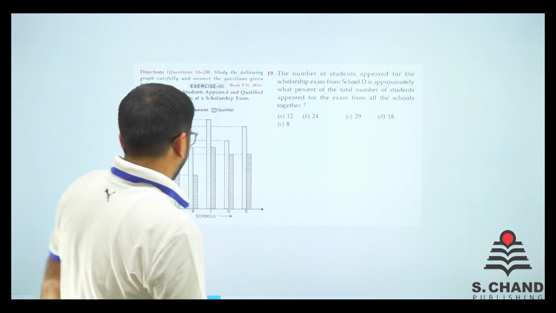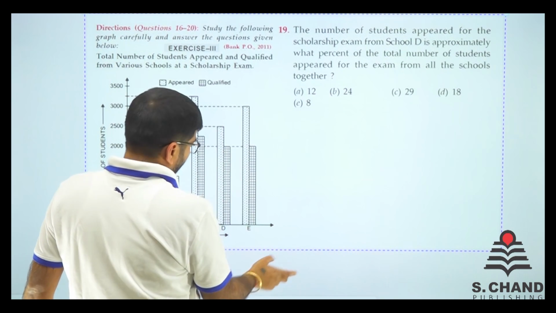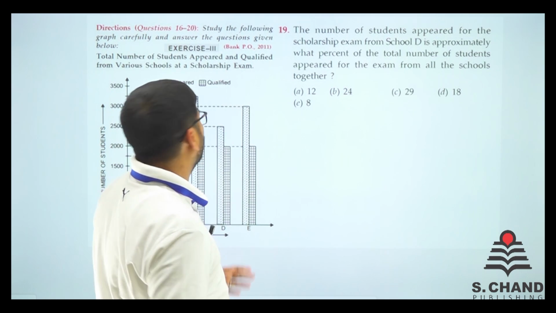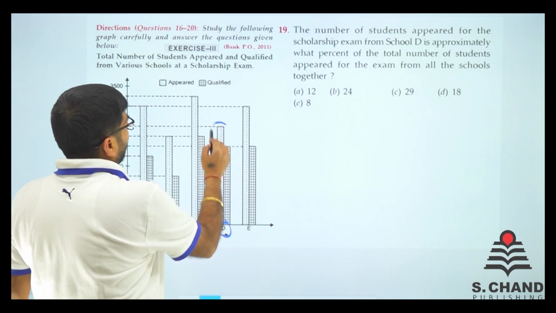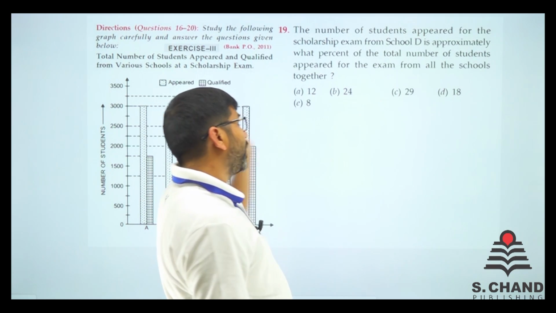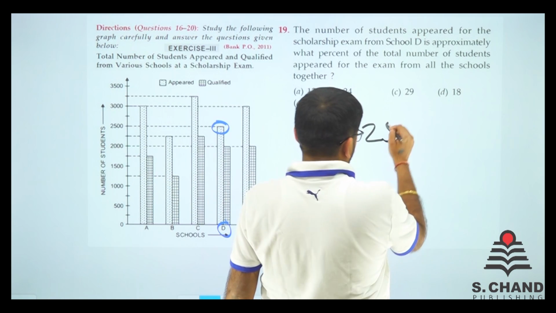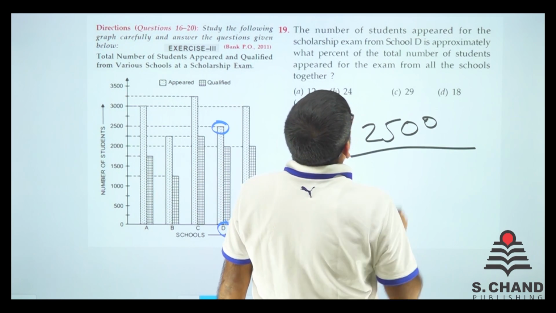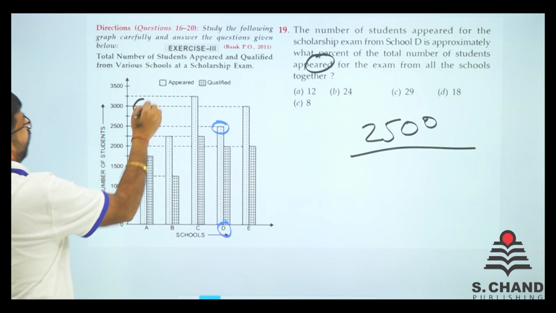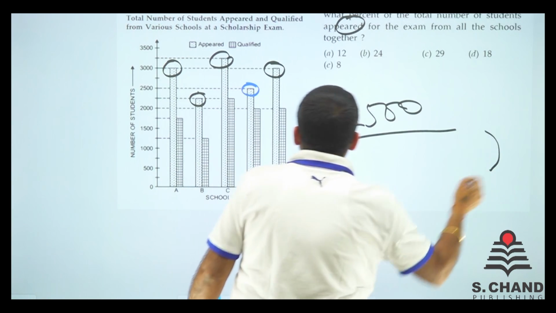Here we go. We have question number 19 with us. Let's see what it says. The number of students appeared for the scholarship exam from school D, and appeared is what percent of the total number of students appeared for the exam from all. So this is 2500 divided by exam appeared of total. Total is like 1, 2, 3, 4 and 5. We need to add all these, right?